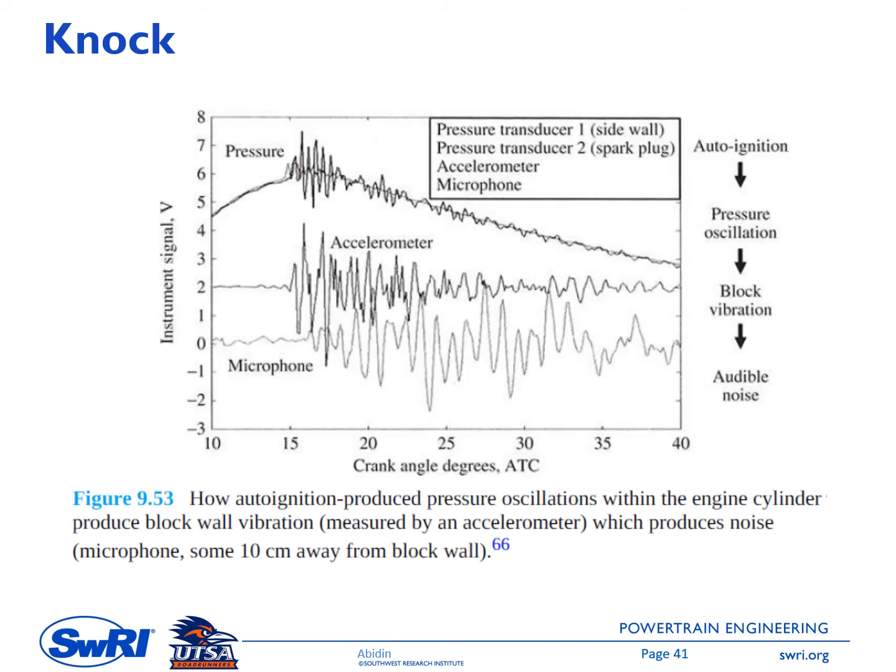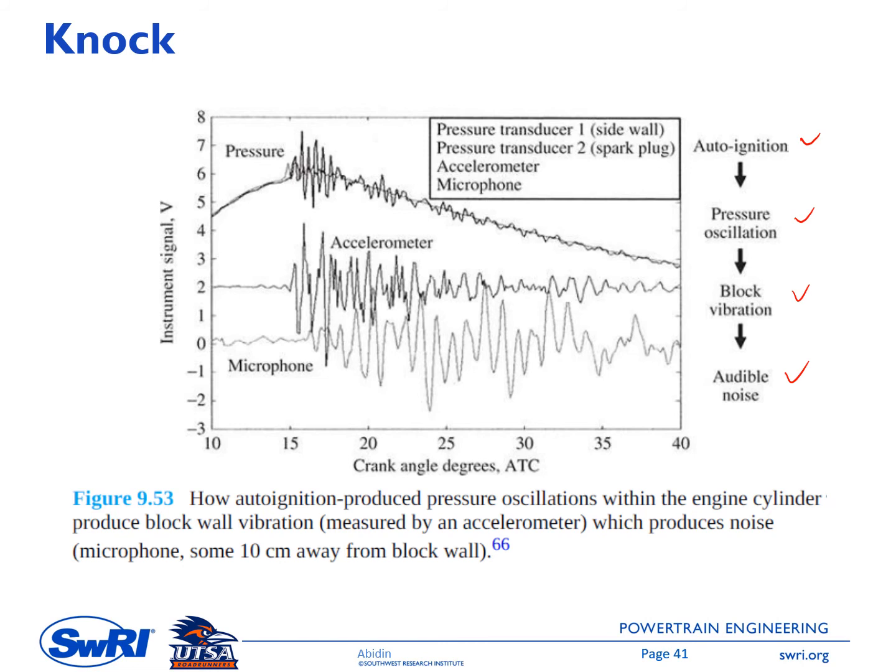This figure is showing how auto ignition produces pressure oscillations within the engine cylinder, which produce block wall vibration that is measured by an accelerometer, which produces a noise. In this case we use a microphone. So we have auto ignition that will generate pressure oscillation, and this pressure oscillation will result in block vibration, and at the end we use a microphone to record audible noise.